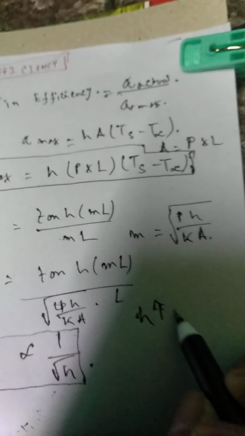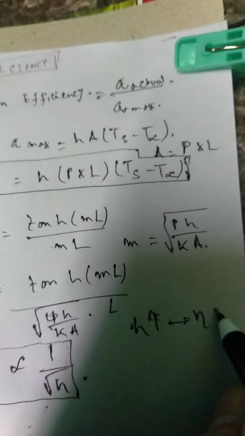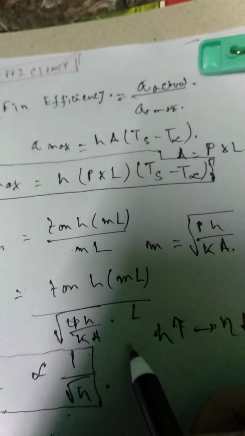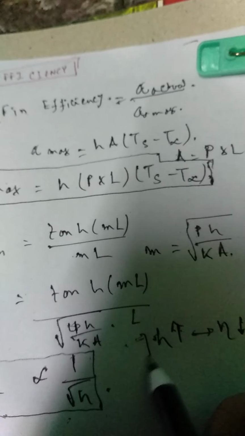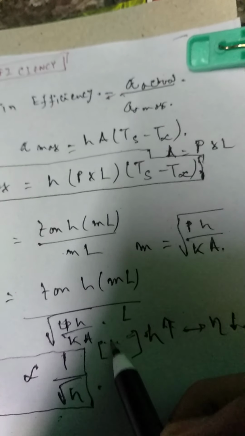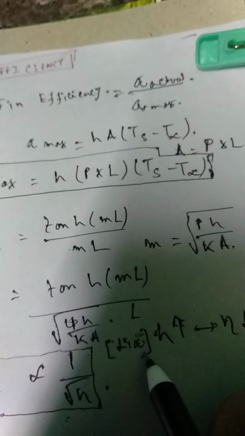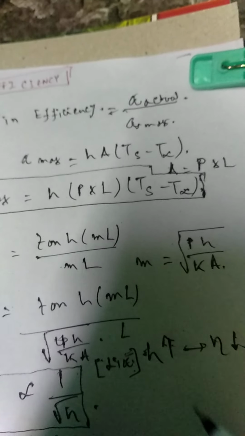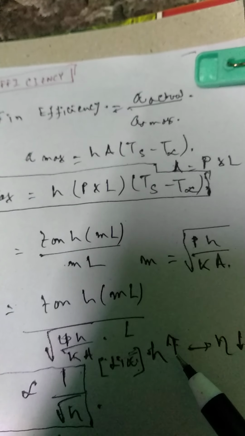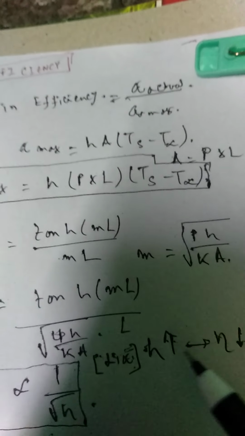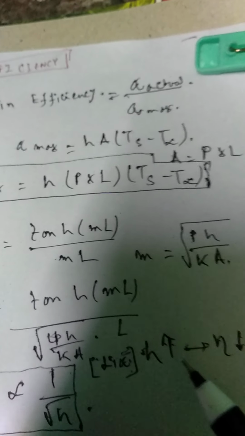When the value of h is high, the efficiency will be less. In the case of liquids, generally, this convective coefficient will be high, so the efficiency will be less.